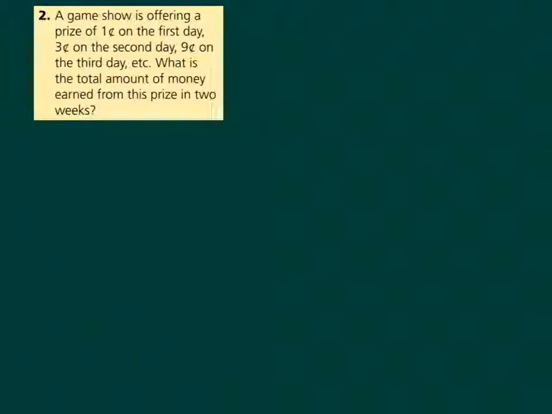A game show is offering a prize of 1 penny on the first day, 3 on the second, 9 on the third, etc. What is the total amount of money earned from this prize in 2 weeks? So how many terms are we dealing with? 14. What is the first term? 1. And since we're dealing with money, we can say this, right? Yeah. We could say 1, but then at the end you'd have to convert, saying that's a certain number of pennies. I'll just convert now.